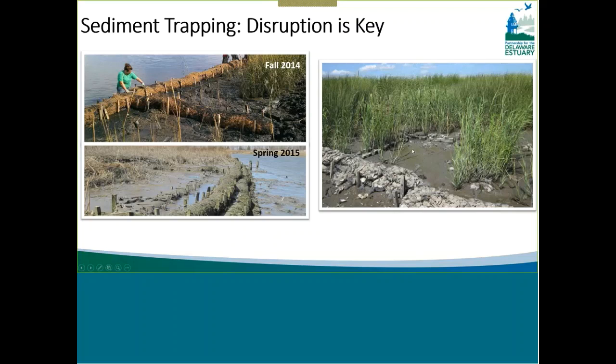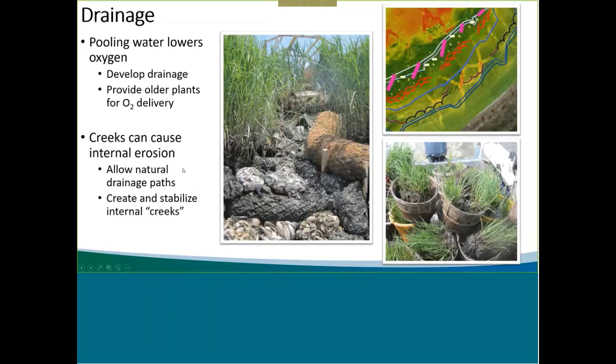And then once you start planting those, that's going to cause further disruption, a positive feedback loop. Sedimentation and disruption are going to feed more sedimentation and disruption. This was fall 2014, and by spring 2015, that disruption has helped us a lot. We were able to trap a good bit of sediment here. So disruption is a good one for that.